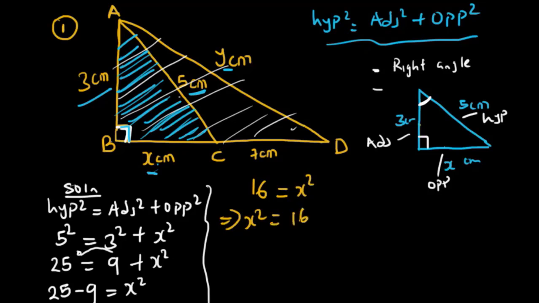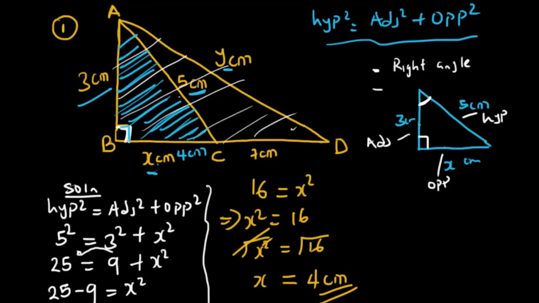x square equals 16. To find x, we find the square root of both sides. So square root of x square equals square root of 16. Square root of x square is x, because the square root cancels the square, equals square root of 16, which is 4, because 4 times 4 is 16. So x equals 4 centimeters. So it then means that this place here equals 4 centimeters.